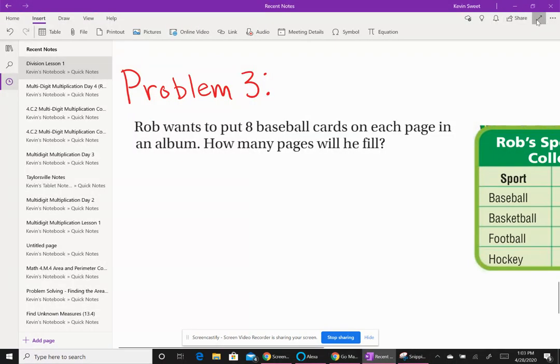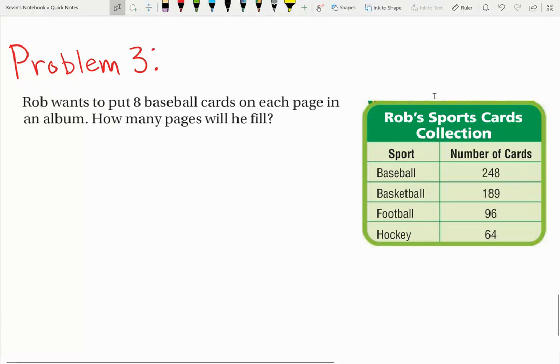Okay, 4th grade, we're back, and we are on our last problem, problem number 3. We have a word problem for you. Rob wants to put 8 baseball cards on each page in an album. How many pages will he fill? And again, you have a chart over here. This is Rob's baseball card collection over here.